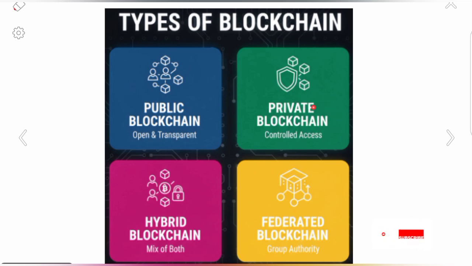And the private blockchain has limited or controlled access to the network. So only authorized persons can access the network. Next, hybrid blockchain. It is a combination of both public and private blockchain. Next one is the federated blockchain. It is a group authority. That means a group of organizations forms the federated blockchain. So we will know in detail about these different types of blockchains now.